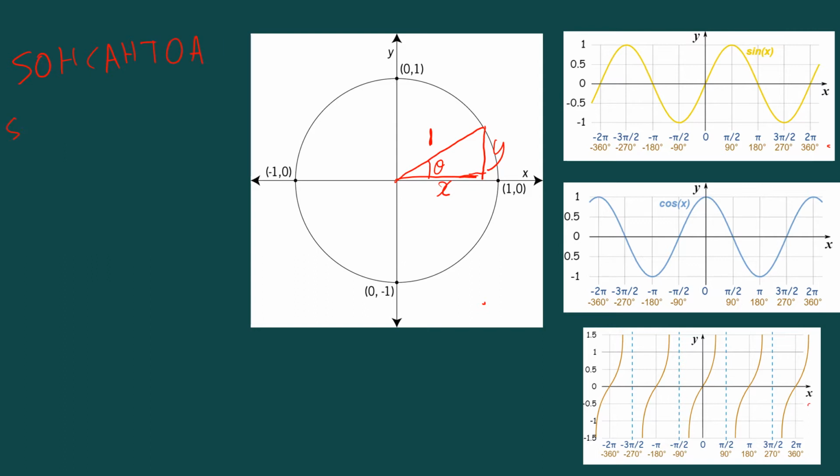sine of theta is going to equal opposite, which is y, divided by the hypotenuse, which is 1. So sine of theta is y. Cos of theta is adjacent over the hypotenuse, which is x divided by 1, so it's basically x. And tan of theta is opposite divided by adjacent, so it's basically y divided by x. Then you can conclude that tan of theta is basically sine of theta divided by cos of theta.